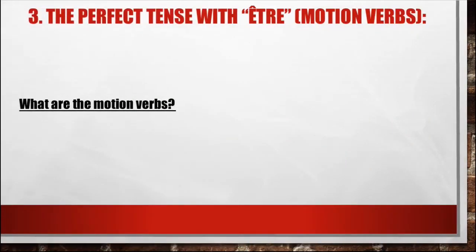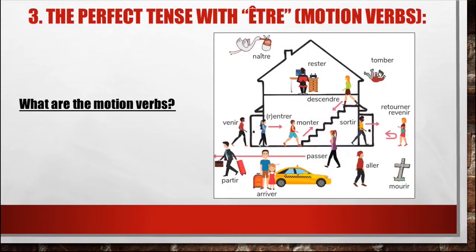Now I've mentioned before that there's two different ways. So we've seen before now how to do for most verbs, but there are specific words which we call motion verbs. So what are those motion verbs? As you can see there on the photo, there's a list of verbs which all have to do with movement, pretty much. So we're talking about partir, to leave, arriver, to arrive, venir, to come, rentrer or entrer, to enter, to come in, monter, to go up, and so on.